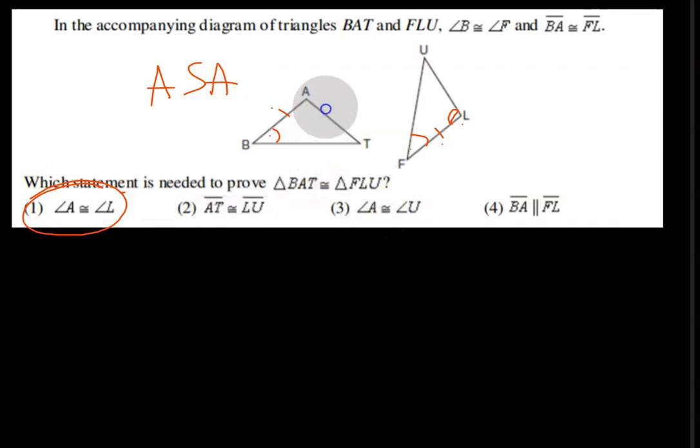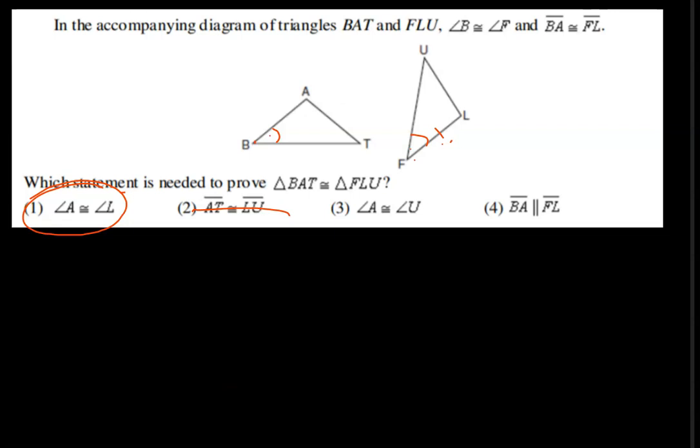So looking at the others and ignoring what we said about B and L, the next thing they said was, suppose that segment AT was congruent to segment LU. If it was, you would have side side angle congruent to side side angle, SSA. Now we've already decided this is not a congruence postulate. So it could not be this answer choice. Let's look at the next one.